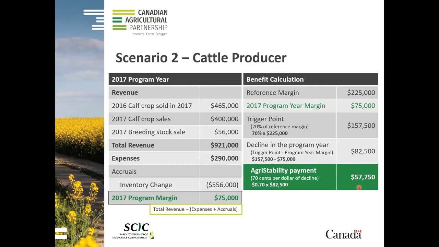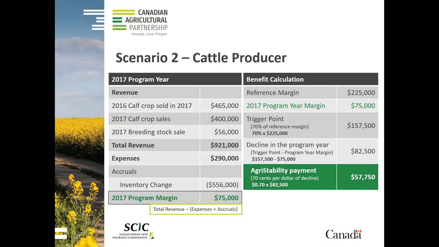So their AgriStability payment will be 70 cents on the dollar of the decline. So this producer received $57,750. So again, the change in inventory was the key factor in driving the payment in this situation. The producer having to sell calves they normally would have retained resulted in the reduction of inventory, and that drove the payment, despite the increase in income from the sales of those calves.